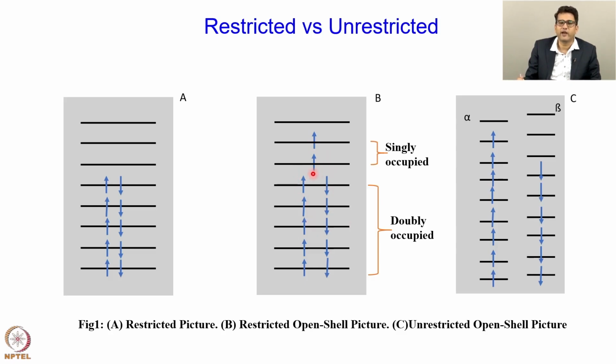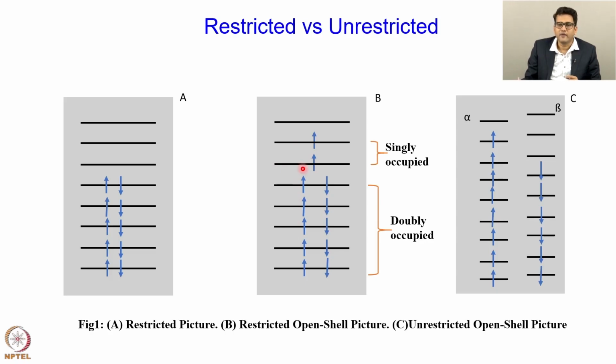So we have three kinds of pictures. Where my numbers of alpha and beta electrons are the same and their spatial parts are the same, that leads to the restricted picture. There is a second case where the numbers of alpha and beta electrons are different and their spatial parts are also different, that is called the unrestricted case. And there is a third case where the numbers of alpha and beta electrons are different, but for a certain number, the doubly occupied part, the spatial part is the same, that is the restricted open shell orbital.